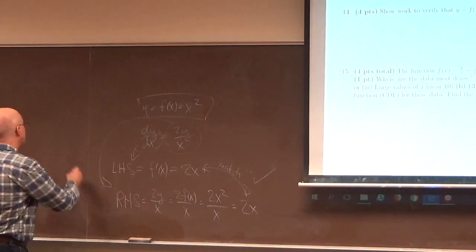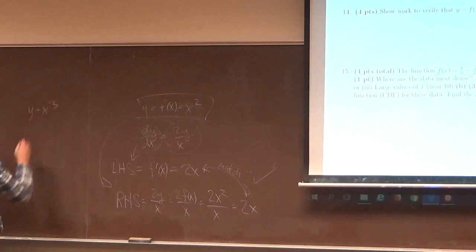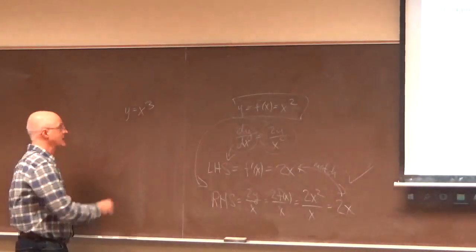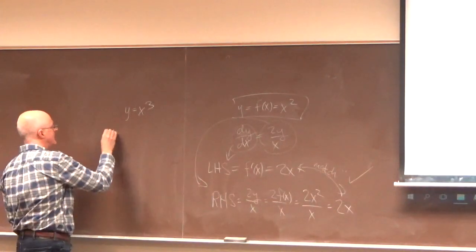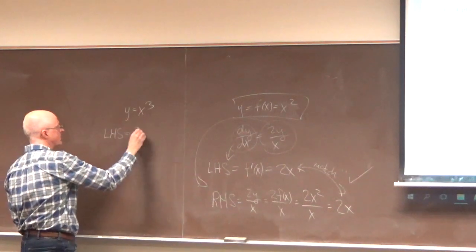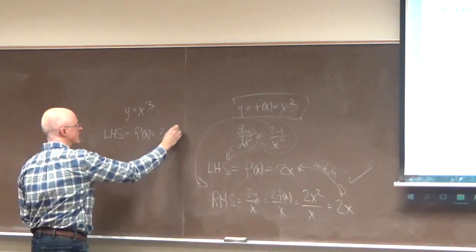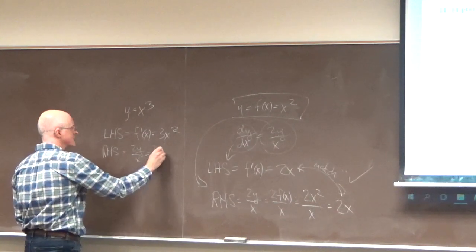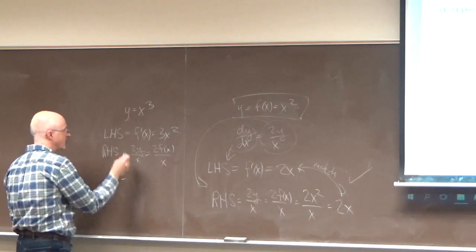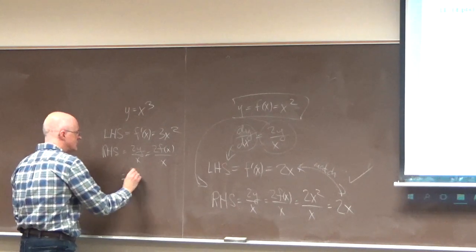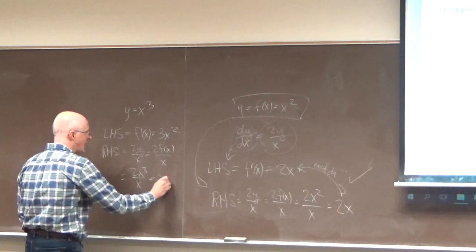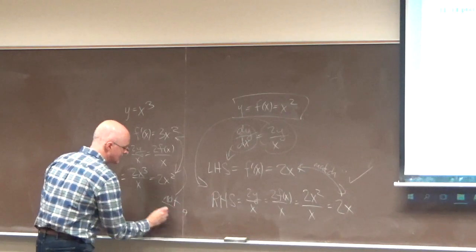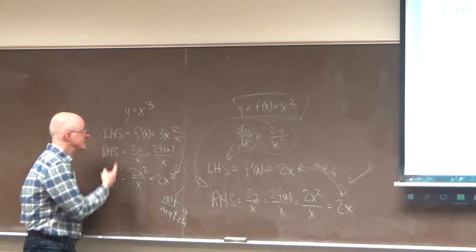So if I gave you some other function like x cubed and said is it a solution or not, you would see it's not, actually. The left-hand side is the derivative, that's 3x squared. The right-hand side is once again 2y over x, 2 times the function over x. The function is x cubed. 2x cubed over x simplifies to 2x squared. Not a match. So this would not be a solution.